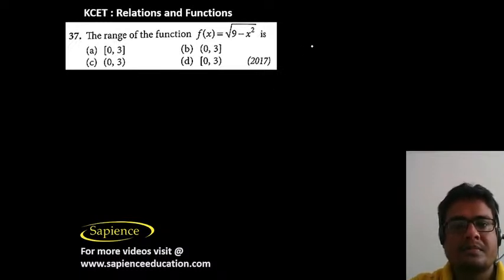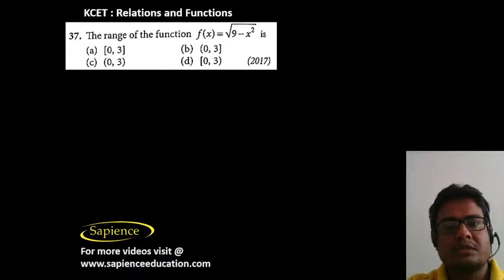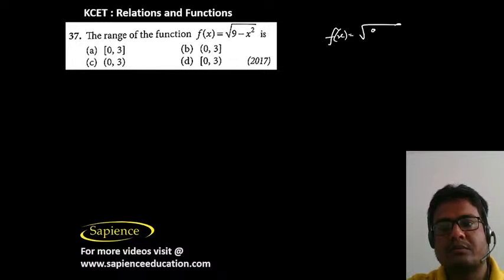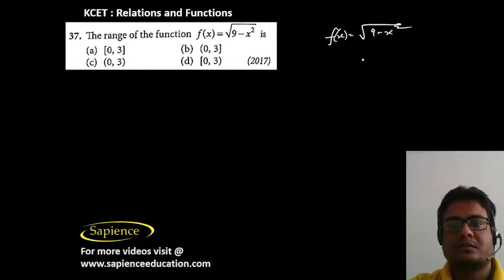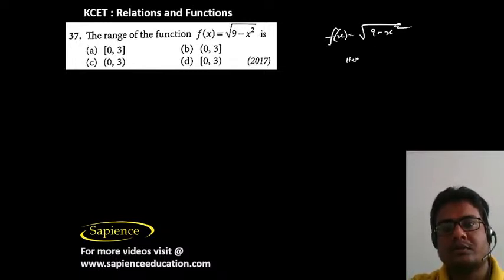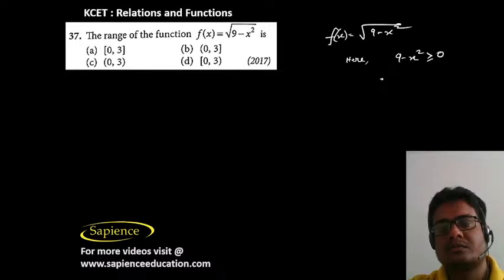So then here we have to find the range of the function f of x equal to square root of 9 minus x squared. So here 9 minus x squared should be greater than or equal to 0.